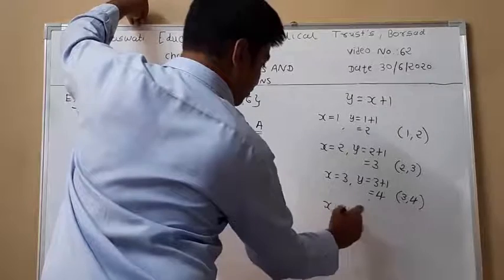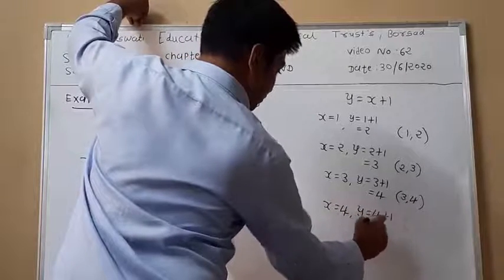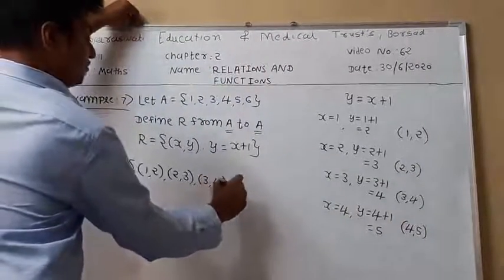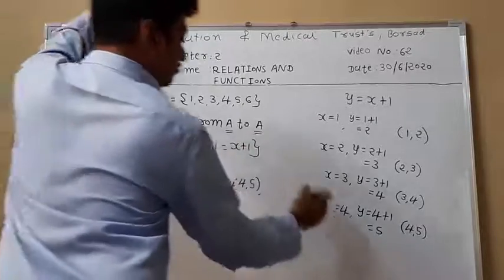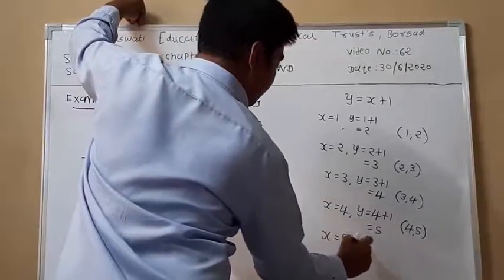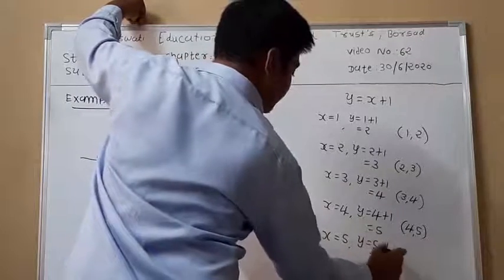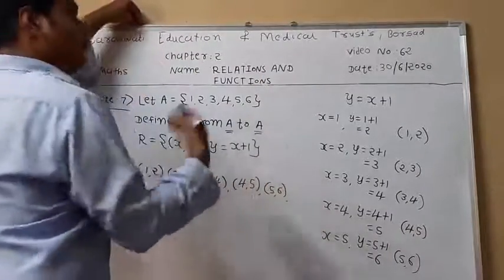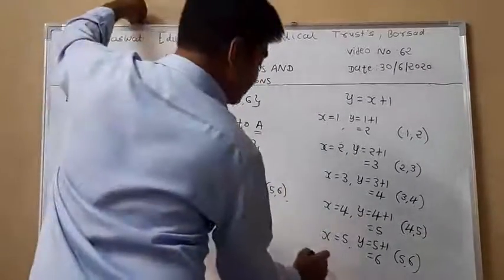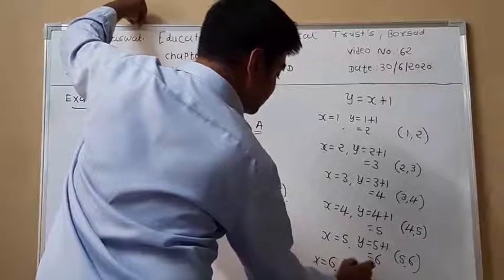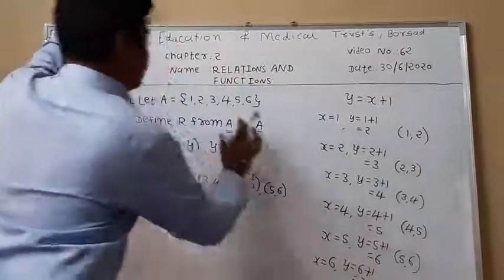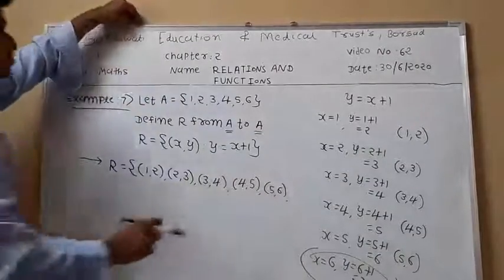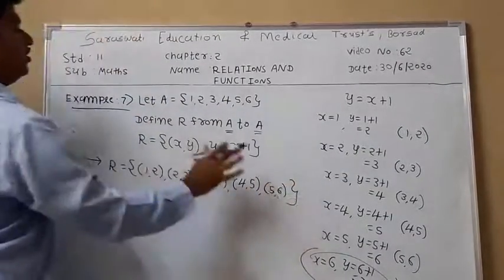So we can write it here. Now x is equal to 4, so y is equal to 4 plus 1, that means 5. So another ordered pair, (4, 5). Now x is equal to 5, y is equal to 5 plus 1, that means 6. So another ordered pair, (5, 6). Now suppose x is equal to 6, y is equal to 6 plus 1, that means 7. But 7 is not present in set A. So this ordered pair we cannot consider. So here we can consider only 5 ordered pairs.